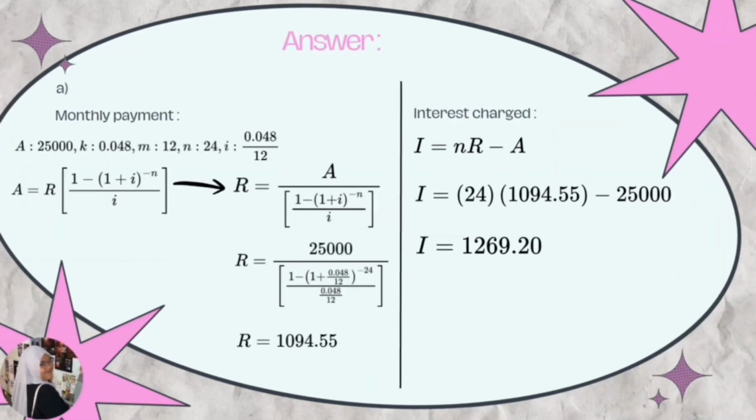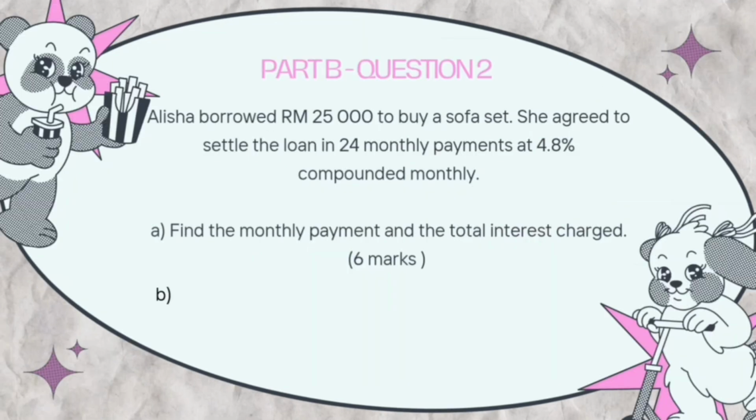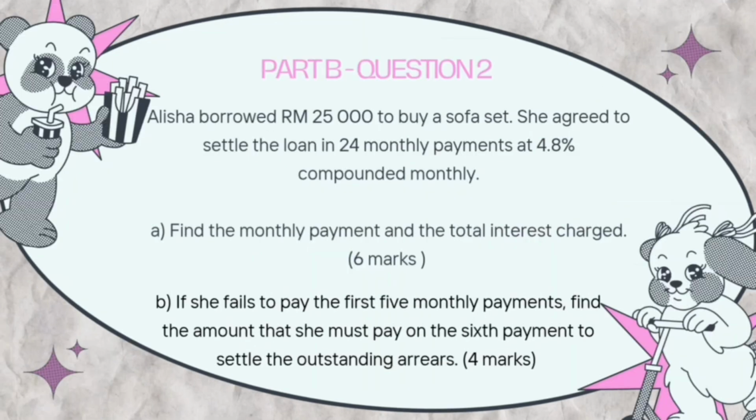Our A is 25,000 ringgit, N is 24, K is 4.8%, M is supposed to be 12, I is equal to 0.048 over 12. We are going to use the formula R equals A over 1 minus 1 plus I powered by negative N, over I. Substitute the A to 25,000 ringgit, the I to 0.048 over 12, and the N to negative 24. And you will get the answer, which is 1,094.55 ringgit.